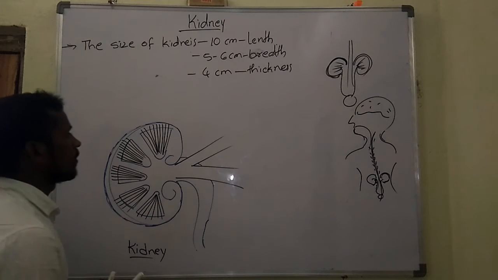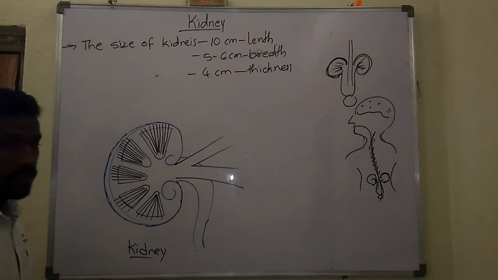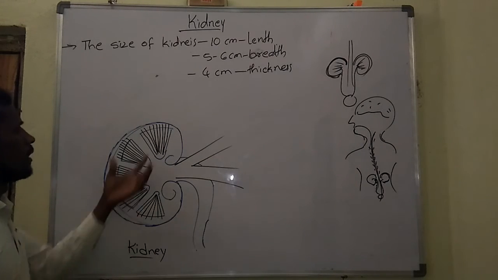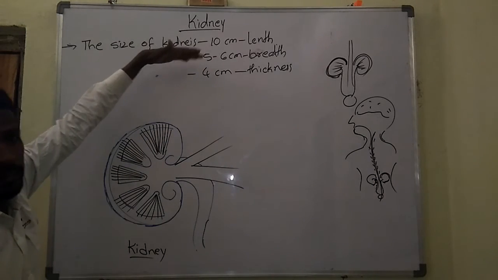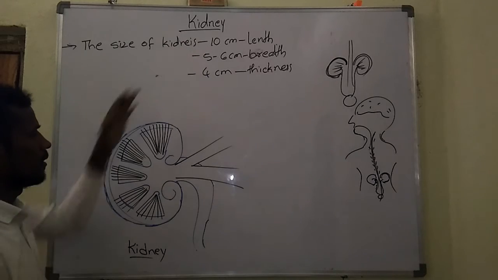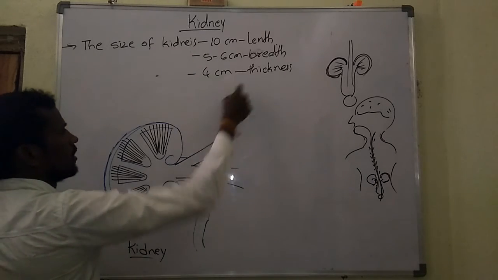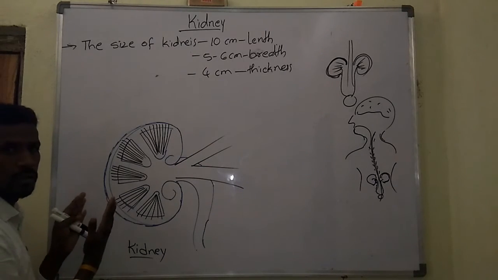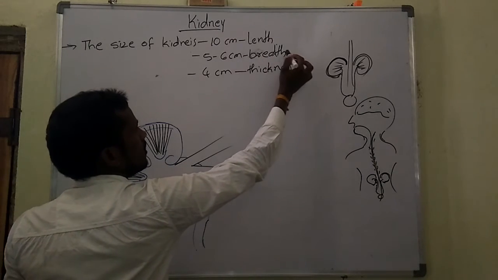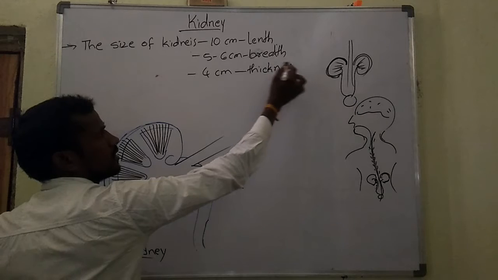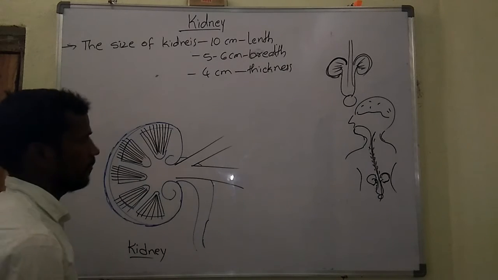How much length? This is 10 centimeter length and 5 to 6 centimeter breadth and 4 centimeter thickness. So this is, that is, length, and 5 to 6 centimeter is breadth, 4 centimeter thickness is thickness.